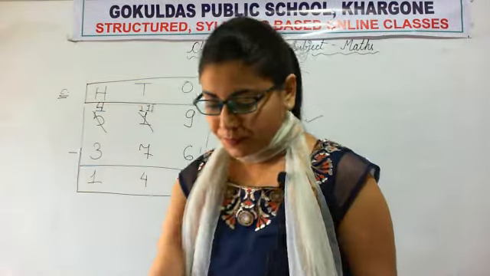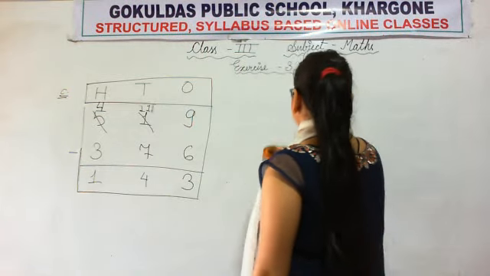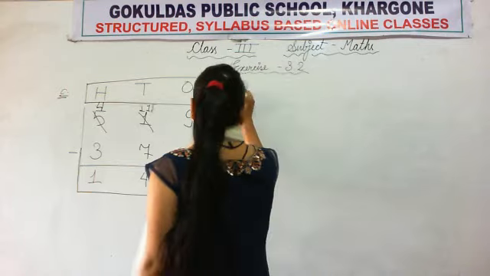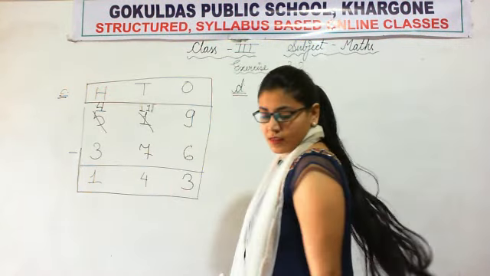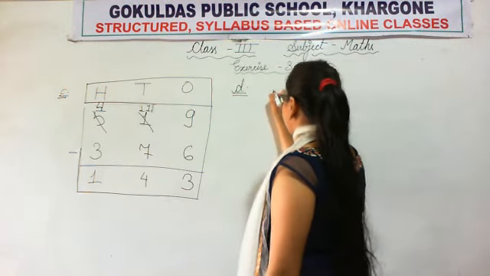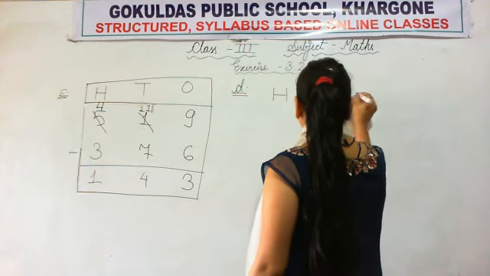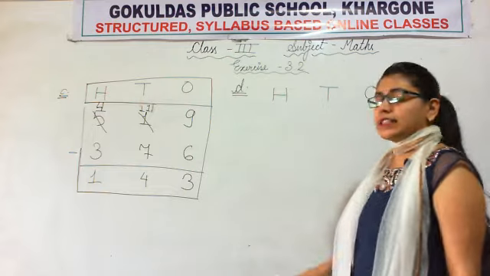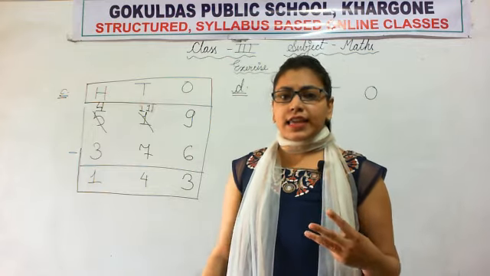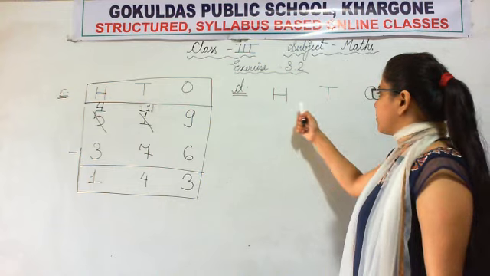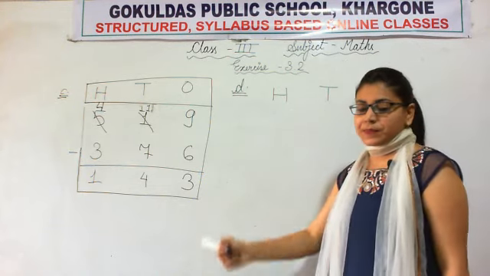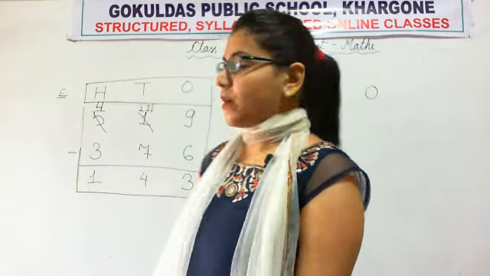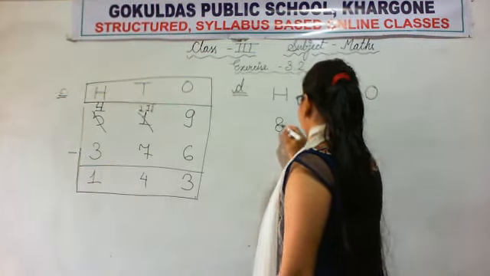Now moving towards part D. Again the very first step is writing all the places. Since 3-digit numbers are there, we write 3 places: hundreds, tens and ones. The minuend is 834.